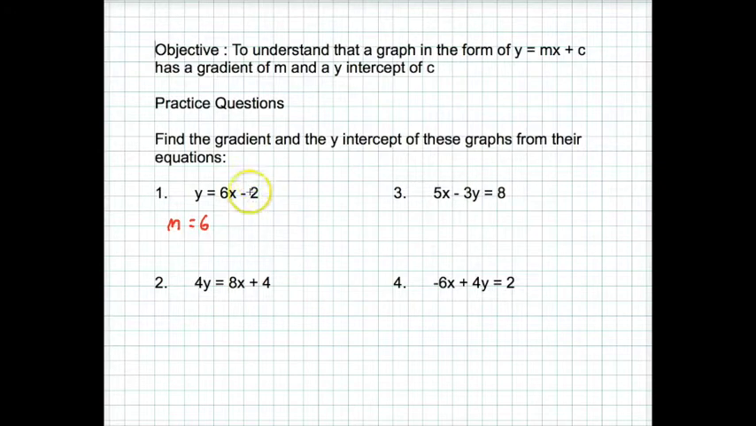We also know that the c represents where the graph cuts the y-axis, the y-intercept. So for this one, our c is -2. It intercepts the graph at -2.